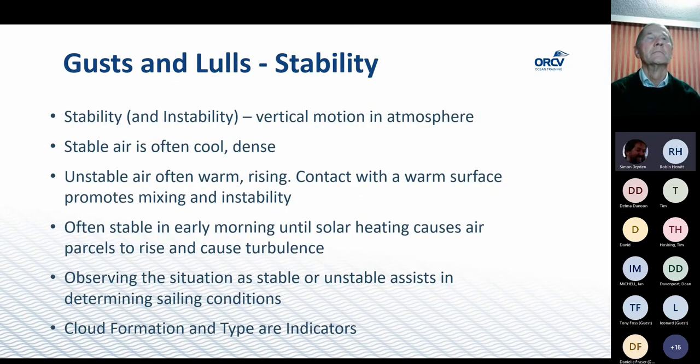Now, the stability of the atmosphere has a lot to do with the vertical motion in the atmosphere. And you remember last week we said that the stable air is often cool or dense because it tends to hug the ground and not move a lot. So if we've got a high wind and the atmosphere is cool, it's unlikely to rapidly move vertically down to reach the surface.